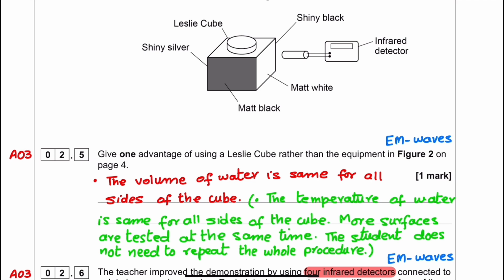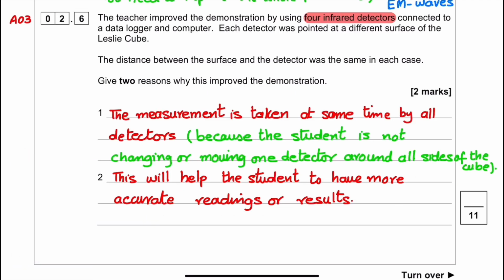Let's see the model answer. The measurement is taken at the same time by all detectors because the student is not changing or moving one detector around all sides of the cube. This will help the student to have more accurate readings of the result at the same time.